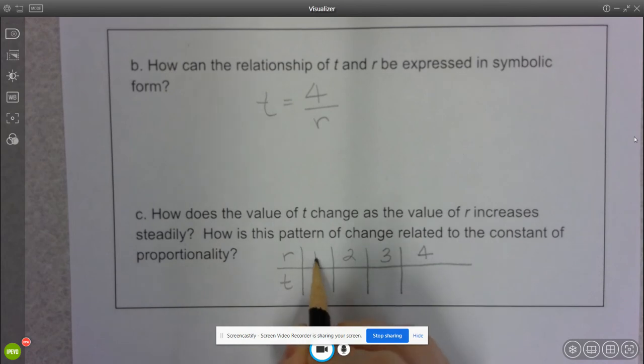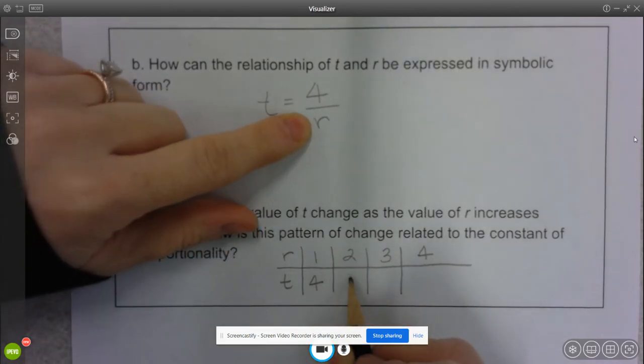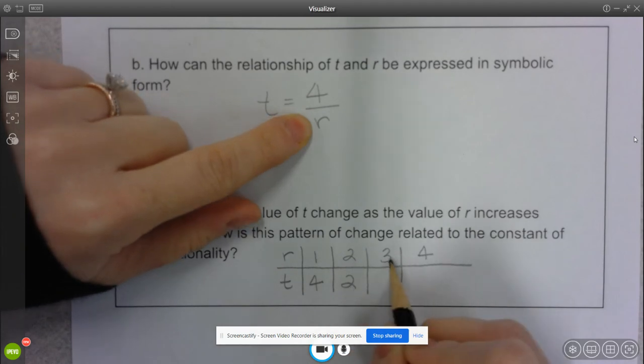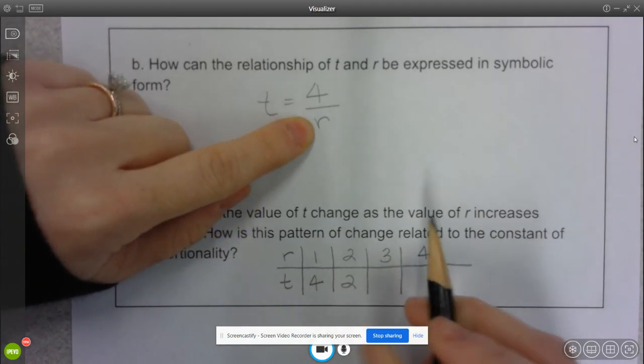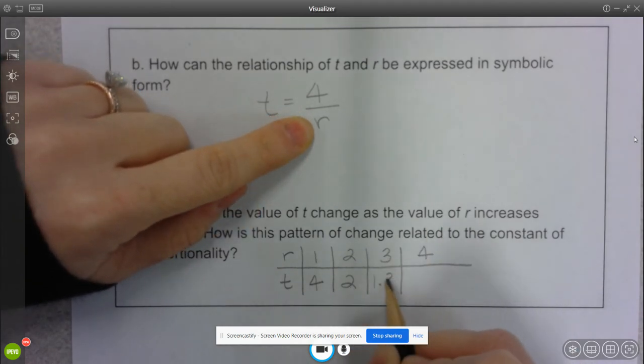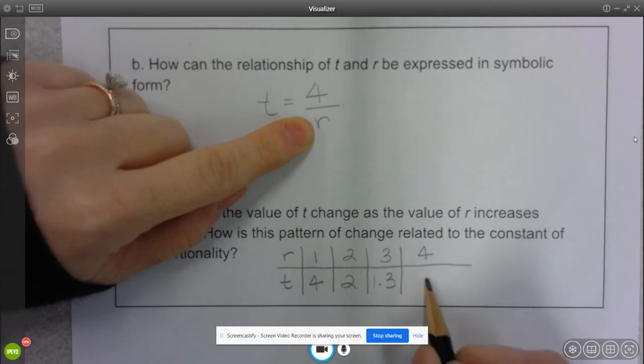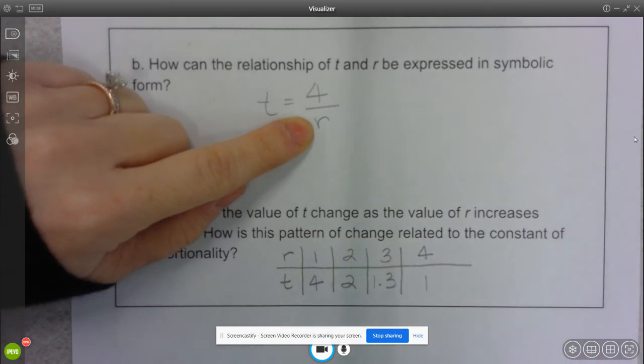So if my rate is 1 megabyte per minute, my time would be 4 minutes. If it's 2 megabytes per minute, 4 divided by 2 gives me 2. 4 divided by 3 would give me 1.3, and 4 divided by 4 would give me 1.